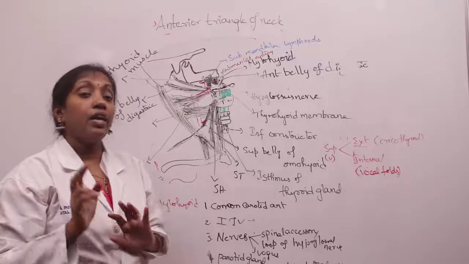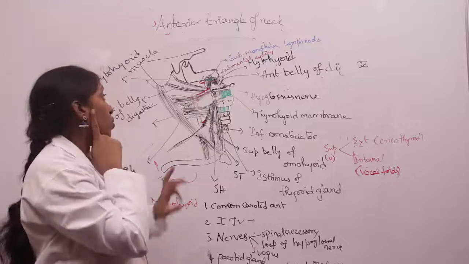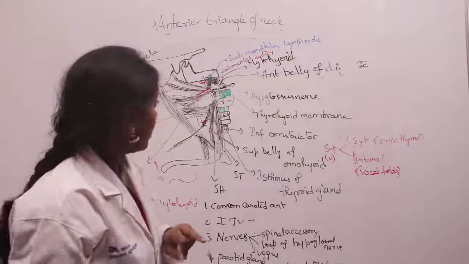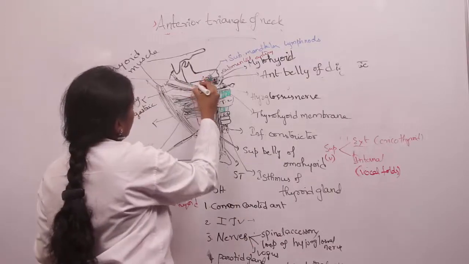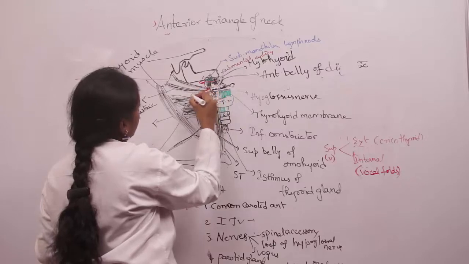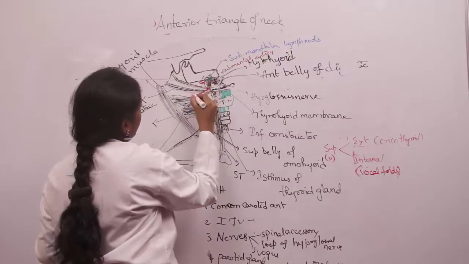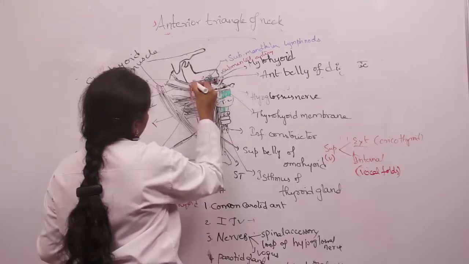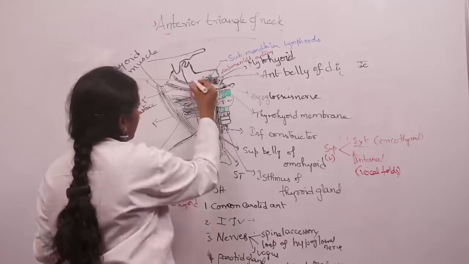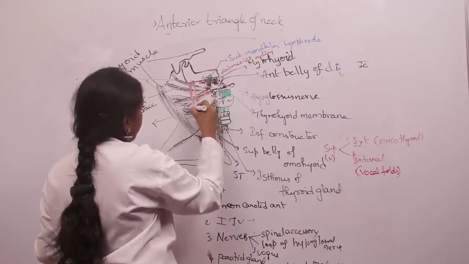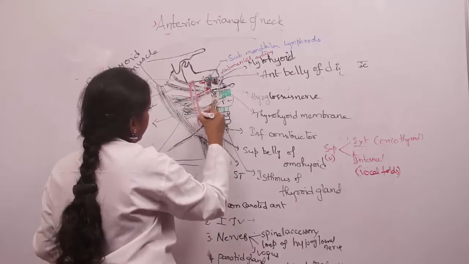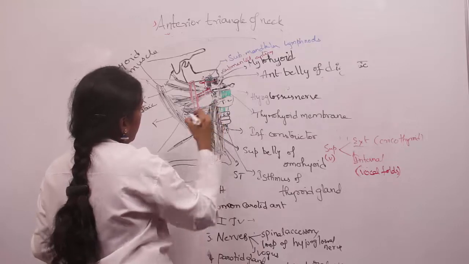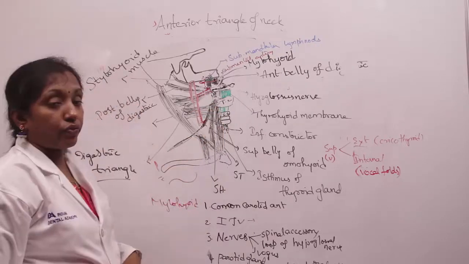And the external carotid artery, before entering into the gland, lies in the groove, and it is also seen in the digastric triangle. The external carotid artery, which is a branch of the common carotid artery, is also seen here in the digastric triangle. So these are the contents of the digastric triangle.